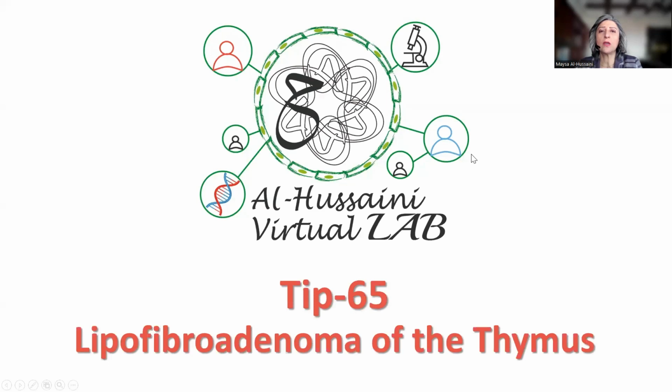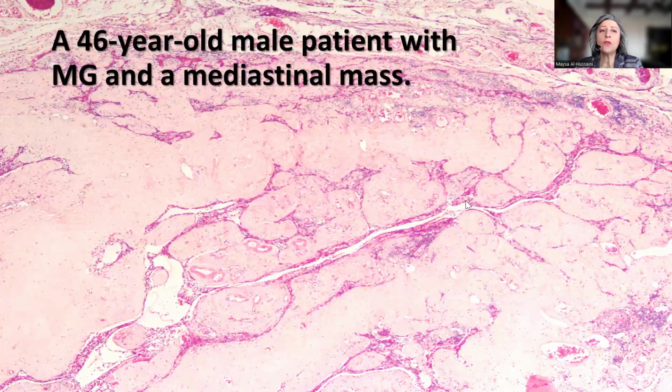What I'm going to be sharing with you today is an interesting case of a lipofibroadenoma of the thymus. So this is a case of a 46-year-old male patient, a known case of myasthenia gravis, who was found to have a mediastinal mass and was thought to have thymoma. The mass was excised, and as you can see from the low power magnification, the first thing that would perhaps come to mind is breast fibroadenoma.